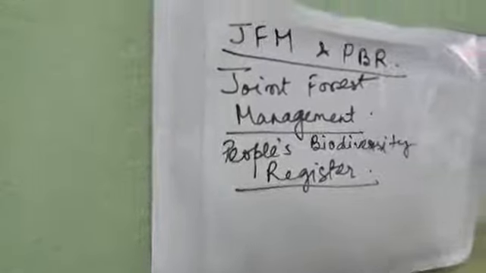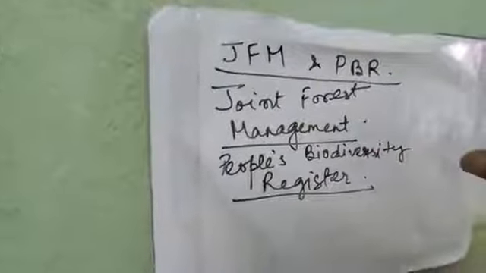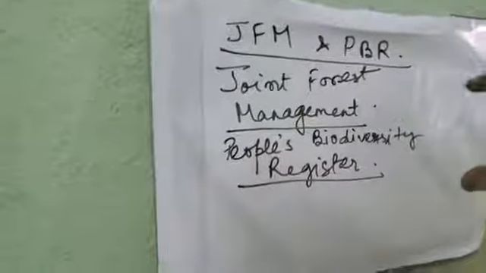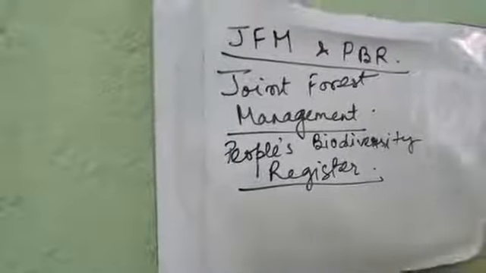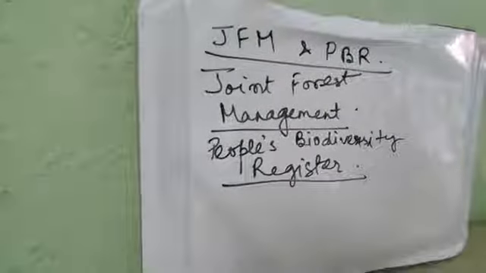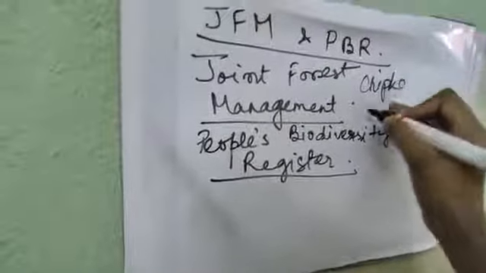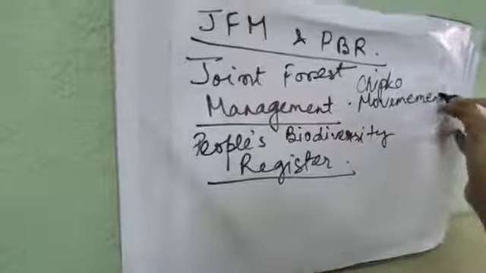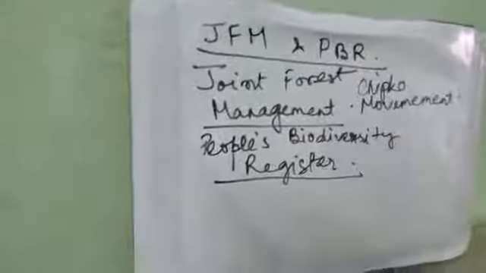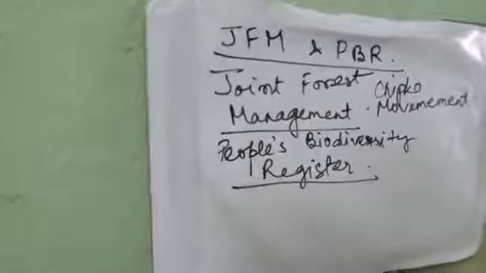One example of JFM: this joint forest management was first started in Paschim Medinipur district of West Bengal. Now another very well known example of JFM is the Chipko movement. This is a movement carried out against the cutting of the trees. Many people have sacrificed their lives in order to prevent the cutting of the trees.